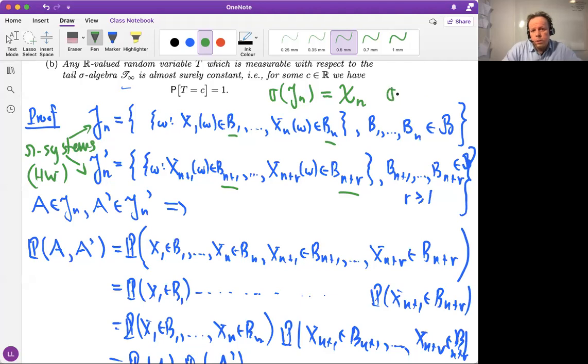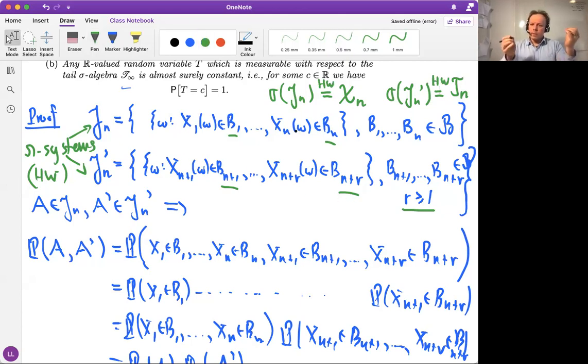And what does Jn prime generate? Now we look at events from n plus 1 up to n plus r. But we also let r range from 1 to any arbitrarily high number, so r can be any number there. So it's possible to prove that this is a pi system which generates Tn. Okay, so we found two pi systems. These are not completely trivial, so that's why I leave them to you.